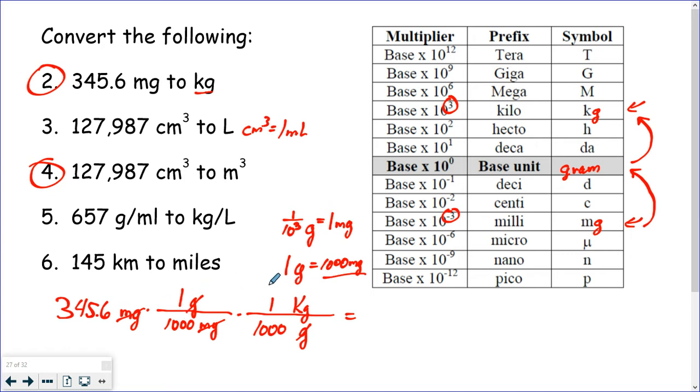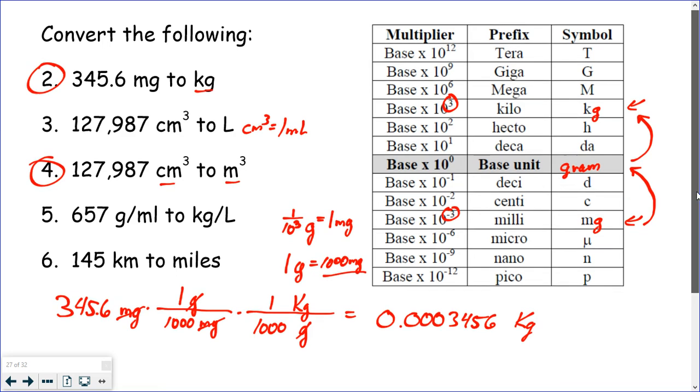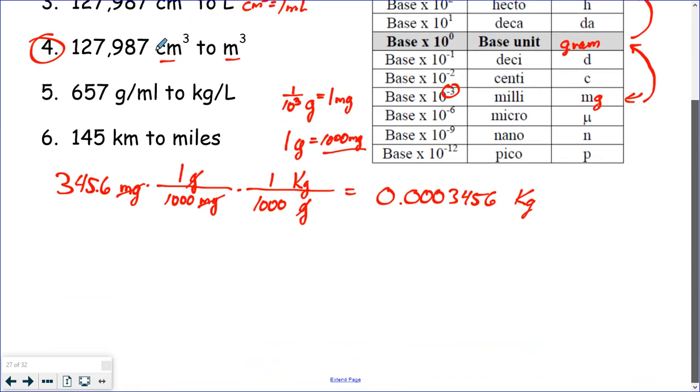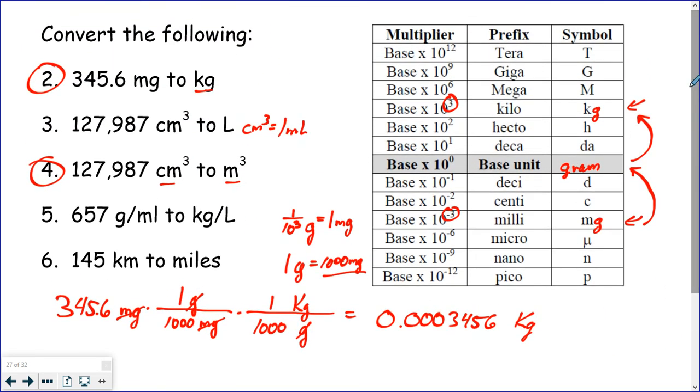My answer will be 345.6 divided by 1,000, divided by 1,000 again, which would be 0.12345 kilograms. Okay. For number 4, centimeters to cubic meters, we have to do something different. These are cubic measurements, and our base units are not in cubes or squares or anything else like that. So here's how we do this.